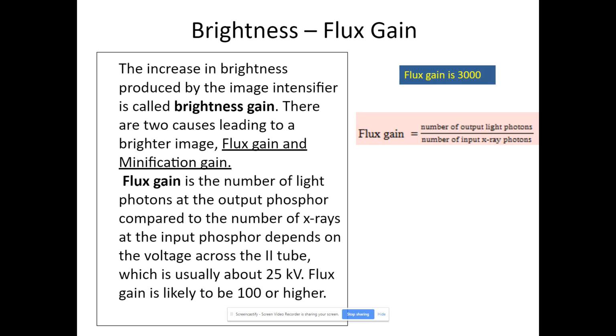Okay, so you're saying the minification is the input phosphor? So the minification gain is the brightness that is achieved when you go from the large input phosphor to the smaller output phosphor. The flux gain that you get is based on all the different conversions that occur. Not simply the size of a phosphor, but what those phosphors do. So that's based on the ratio of X-ray photons that you start with compared to light photons that you end up with. Those two processes contribute to what's known as total brightness.